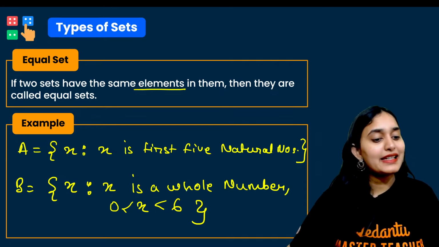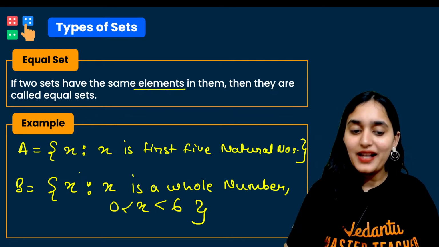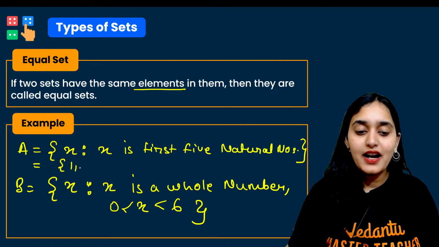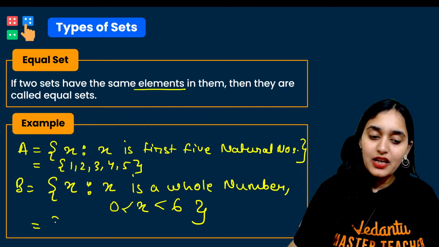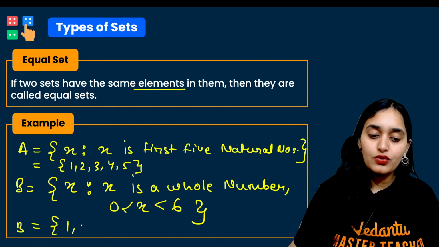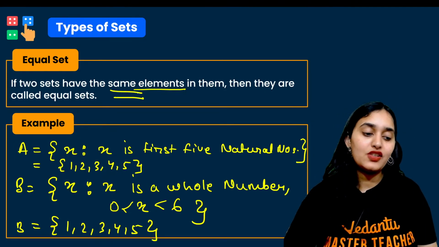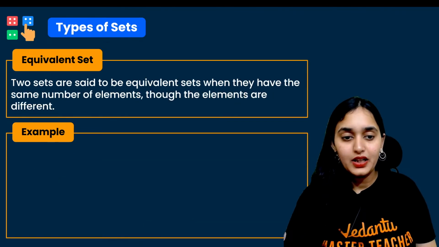Are these two sets equal? Yes. Why? Because set A will have 1, 2, 3, 4, 5 and set B also has 1, 2, 3, 4, 5. So they have the same elements. So they are equal sets.